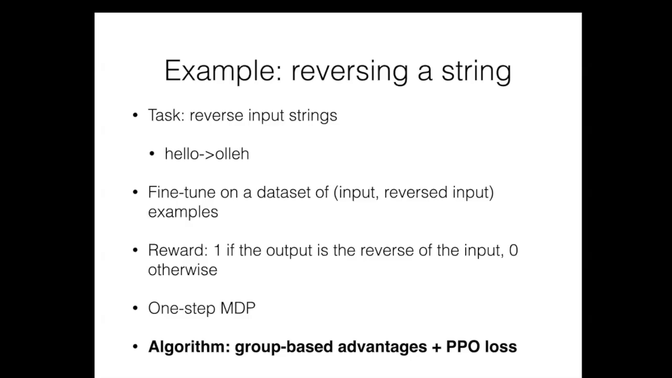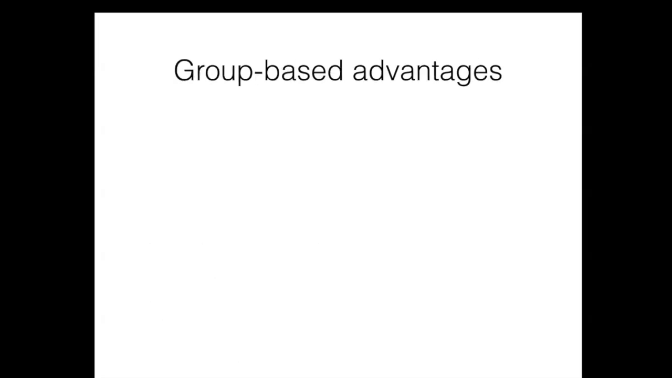And what advantages should we use? So here I'll introduce a new idea. And again, this is a really popular idea in the context of language models, and it's called group-based advantages. Okay, so the high-level idea, maybe before I show the details, let me just say it and hand wave a bit.